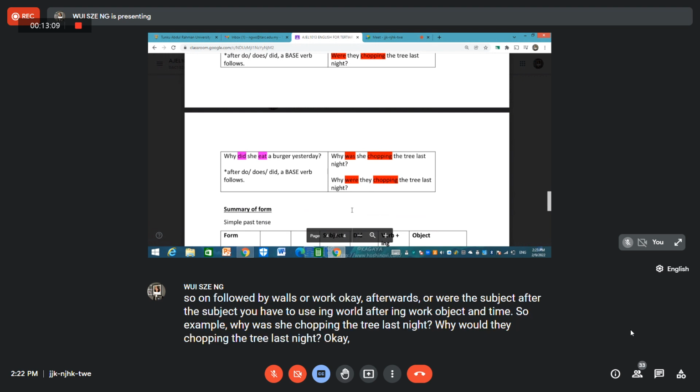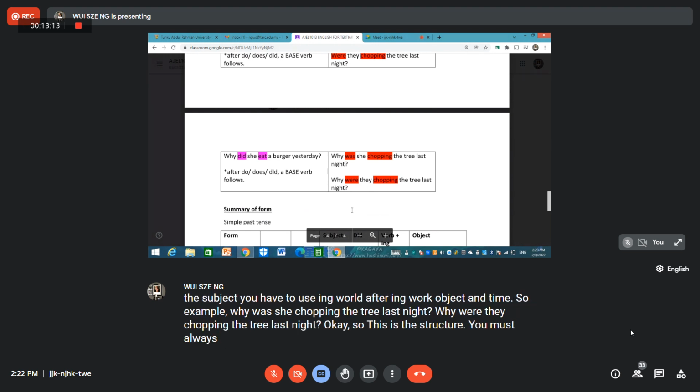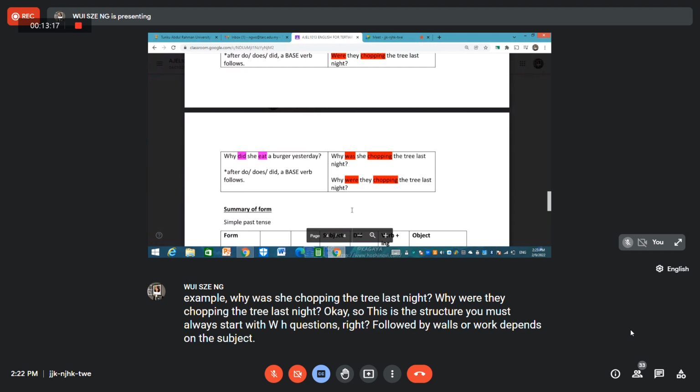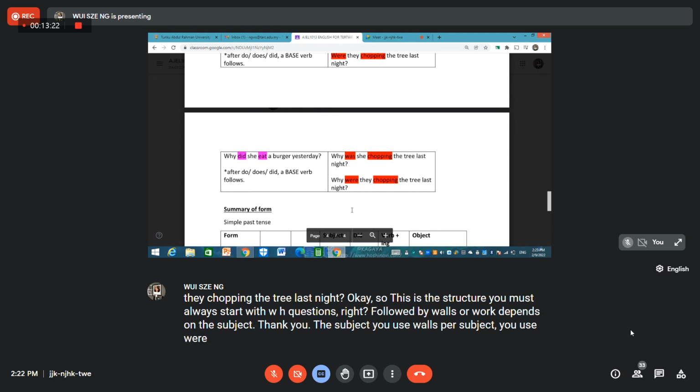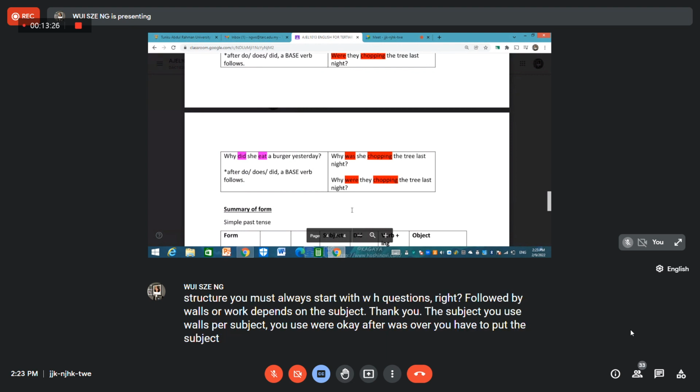Okay, so this is the structure. You must always start with the WH question word, followed by was or were, depending on the subject. Singular subject, you use was. Plural subject, you use were. After was or were, you have to put the subject: he, she, I, you, and so on, followed by the ing verb, object, and time.